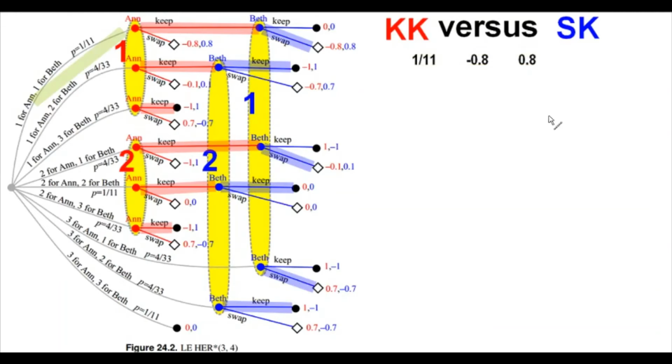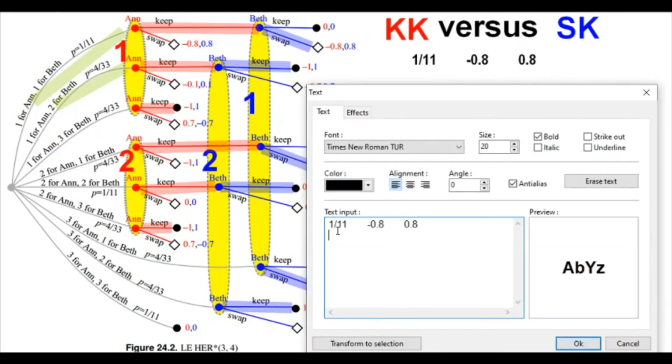Next one. What about if we arrive here? Well, we arrive here and Baz keeps. We get negative 1, 1. What is the probability? It's 4 over 33. So with probability 4 over 33, the outcome will be negative 1, 1. Let me write it down: 4 over 33. You see, it's a little larger than 1 over 11. The outcome will be negative 1 and 1.